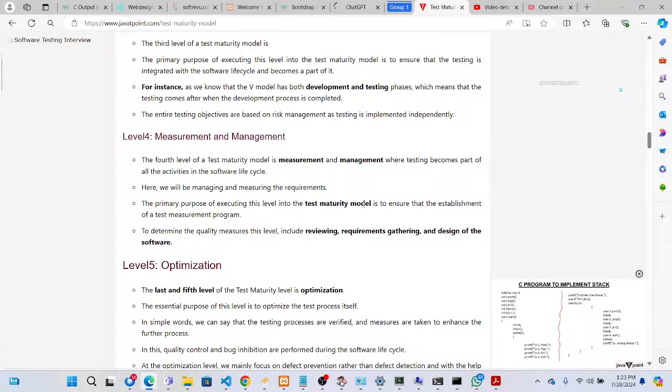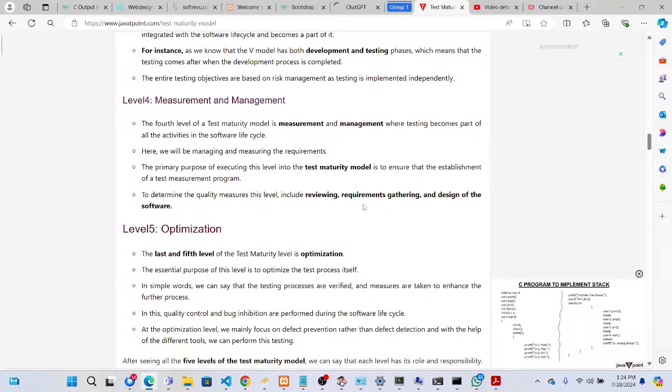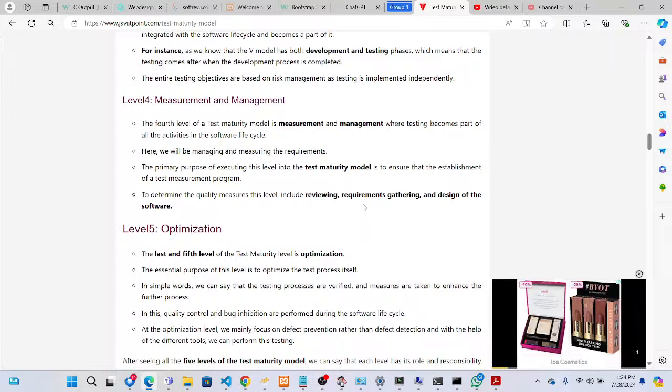So if you are in level 5, then that is the last and fifth level of the test maturity model, which is optimization. And the essential purpose of this level is to optimize the test process itself. In simple words, we can say that these processes are verified. Measures are taken to enhance the further process. So there is continuous improvement.